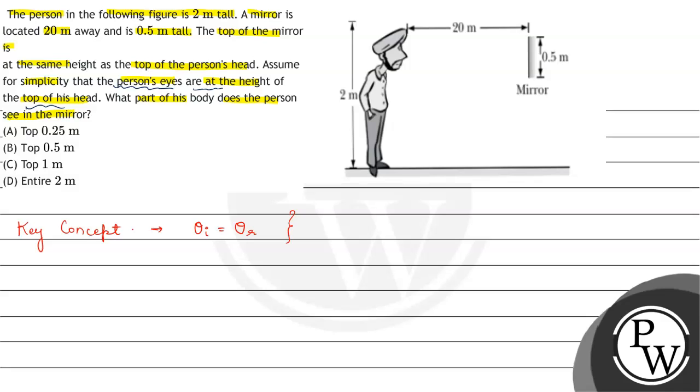So for the options, option A says top 0.5 meter, it is wrong. Option B says top 0.5 meter, it is also wrong. Option C says top 1 meter, it is correct. And option D says entire 2 meters, it is also wrong. Hence option C is the correct option to this question.